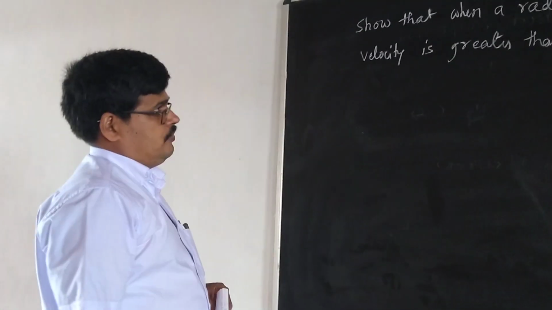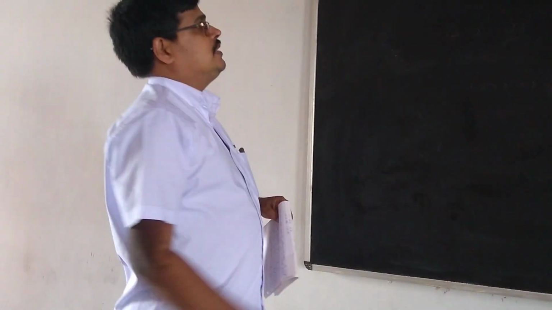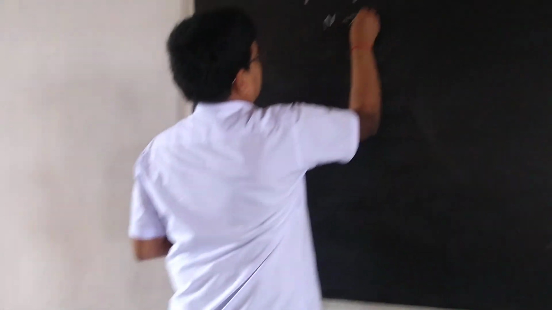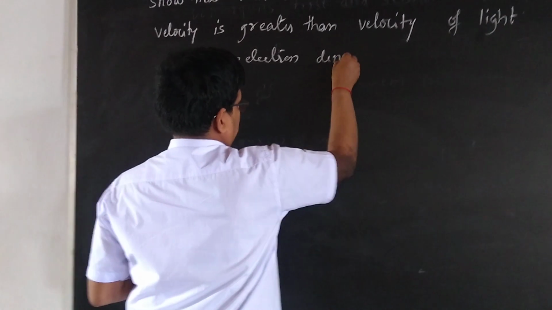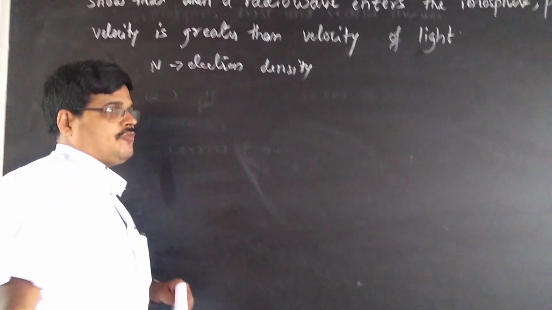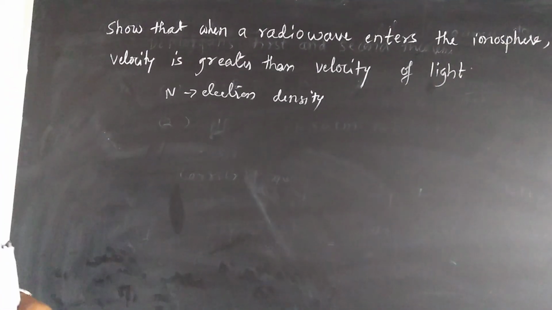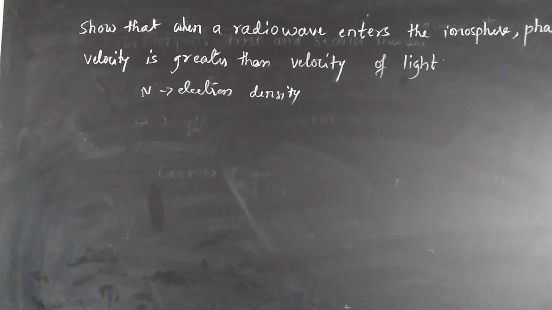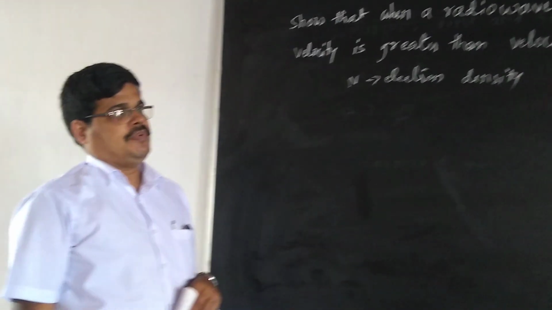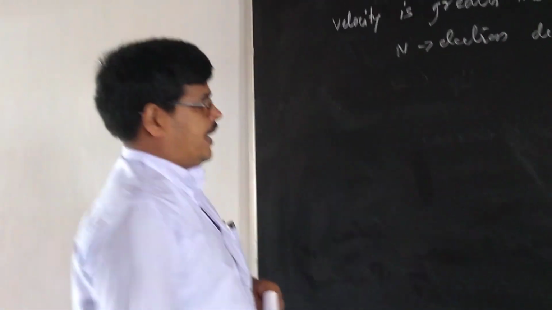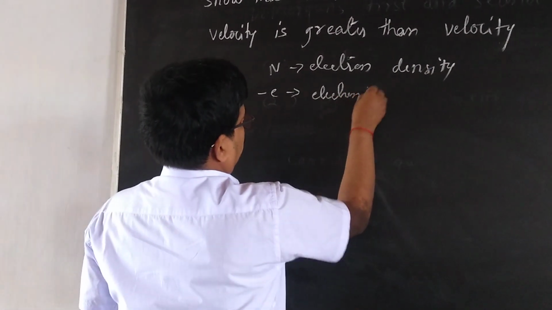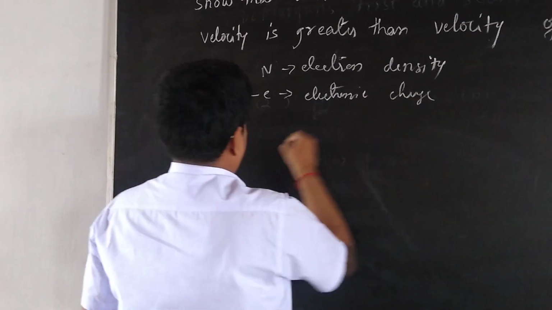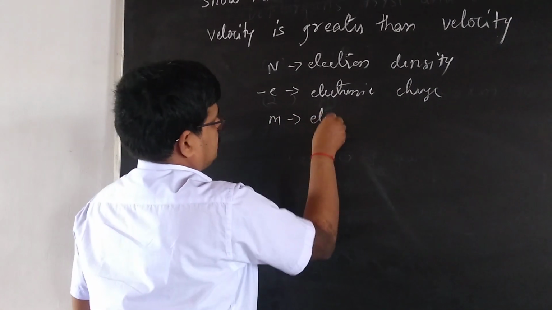So when a radio wave, an electromagnetic wave, enters through the ionosphere, N is the electron density. We have to consider capital N as the electron density, that is the number of molecules per meter cube, which means the number of electrons per meter cube in the ionosphere. And minus e is the electronic charge, and m is the electronic mass.